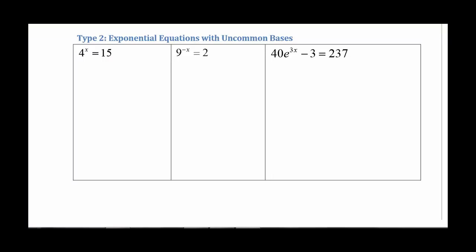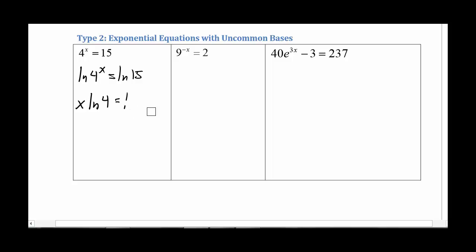Our second type dealing with exponentials is when they don't have a common base. And we said in our steps that our first task is to isolate the base with the variable. So in this first equation, 4 to the x is kind of done for us. And then we're going to take the natural log of both sides. Okay, and then what that allows us to do is take advantage of that ln property where I can bring the exponent out front as a product.